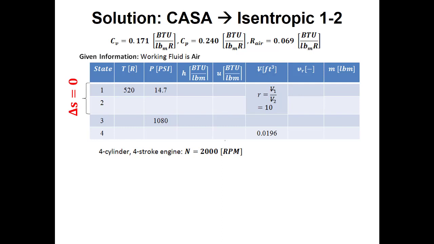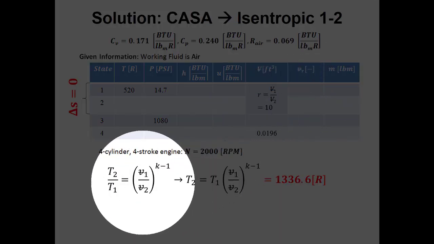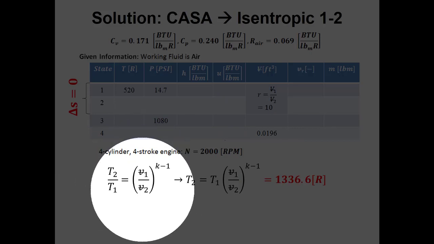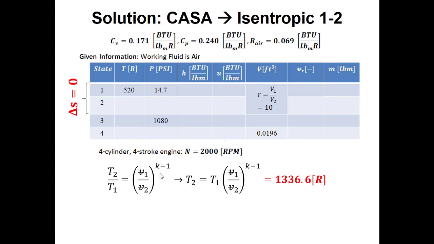So as I go from state 1 to state 2, remember this is an isentropic process. An isentropic process between state 1 and state 2 in a cold air standard analysis, right? Here we're looking for a temperature ratio as a function of a volume ratio in an expression that has K in the exponent, right? So here I can isolate this for the temperatures, right?